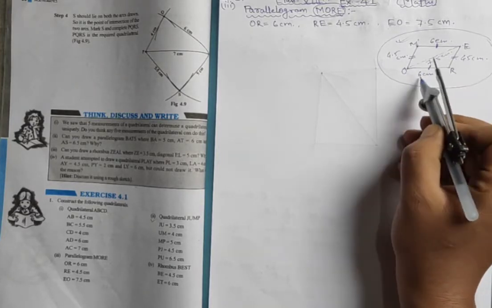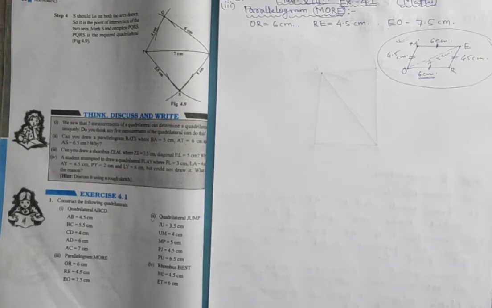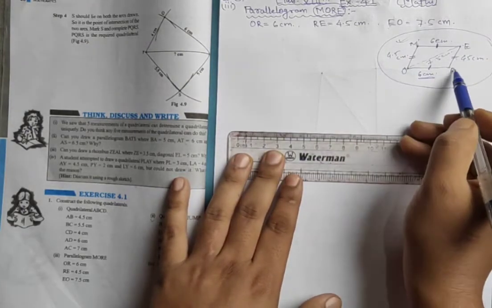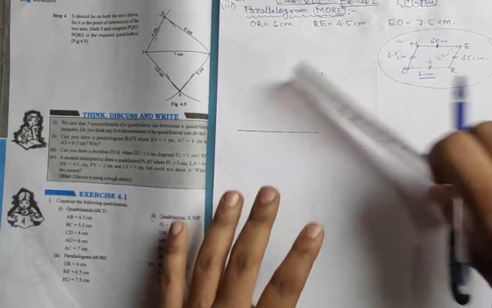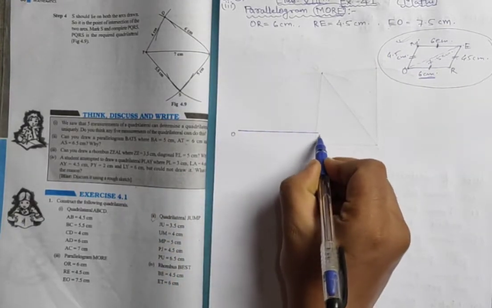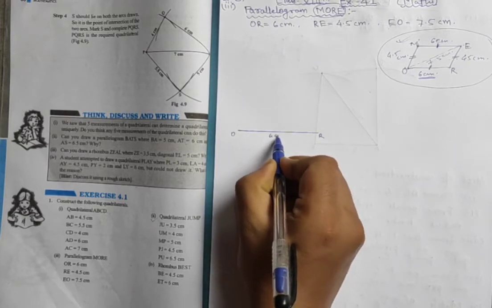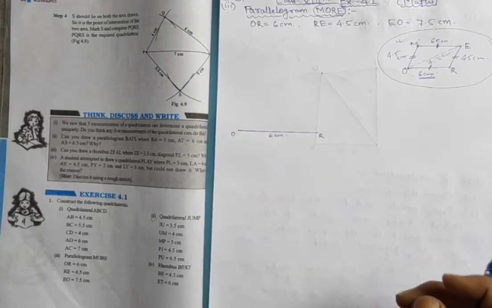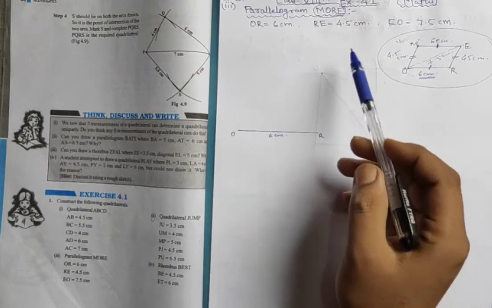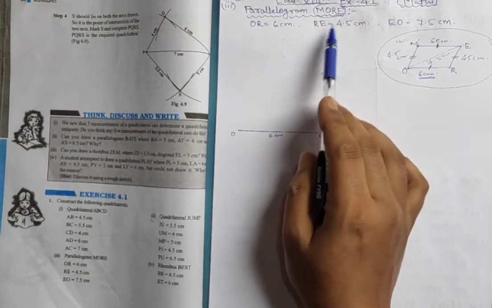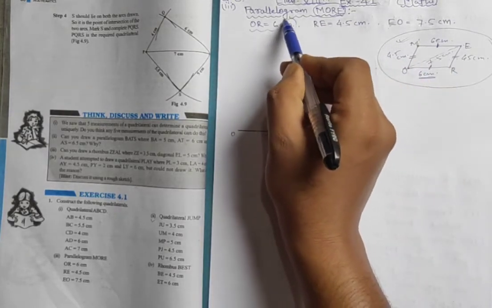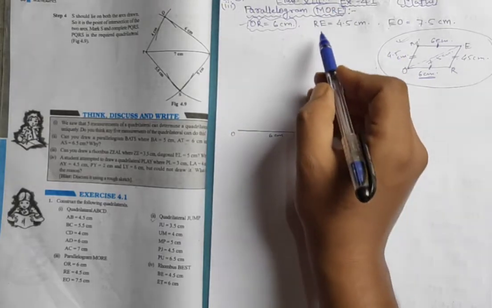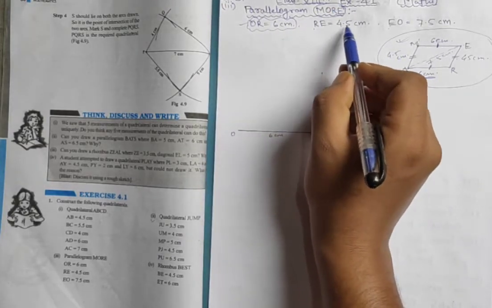Draw OR equal to 6 centimeter. So with the help of a scale, we are drawing OR equal to 6 centimeters. I am making a straight line segment of 6 centimeter and naming it OR. Now another thing which is given, RE is equal to this OR we used this side. Now RE equal to 4.5 centimeter.